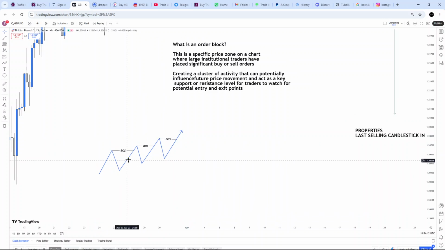Order blocks are formed by candlesticks. The candlestick that is fighting with the other, and the other breaks it or engulfs it, leaves an order block behind, to which the market might come back later, tap into that zone, and continue in its direction like it has been doing before. So we have a bullish market, which is going up in an uptrend, making higher highs.